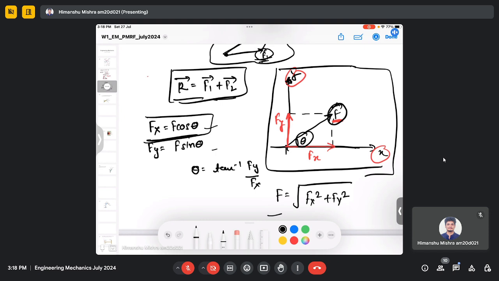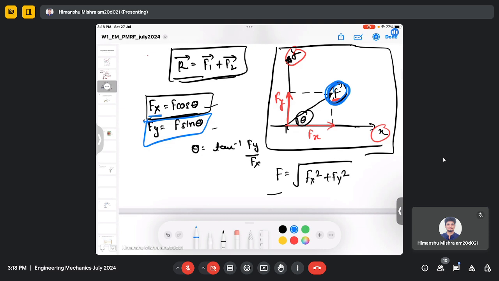So along the x-axis, my contribution from this force F will be Fx, and the contribution of this force F along the y-axis is Fy. And we can actually calculate the direction at which this force is acting, which is theta, from this relation. Once you know Fx and Fy, you can calculate the overall force, which is capital F.